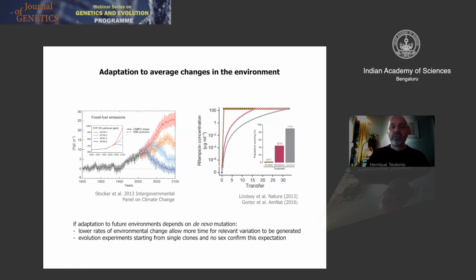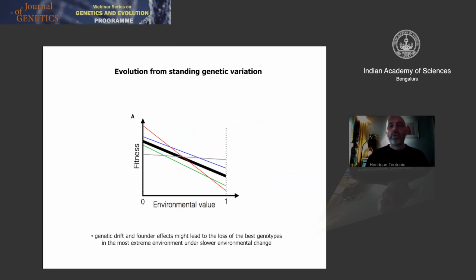However, as I said at the beginning, most populations in the future, even microbial populations, will likely depend on standing genetic diversity and less so on de novo mutation, simply because there is not enough time, given the generation time and population sizes, for new beneficial mutations to appear. And so what happens when there is evolution from standing genetic variation under environmental change?